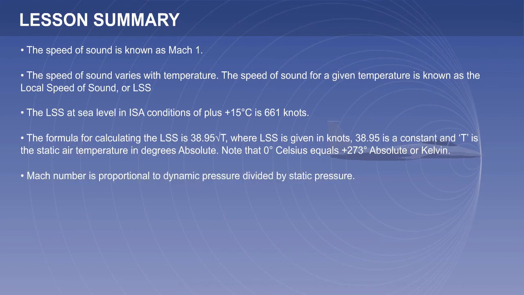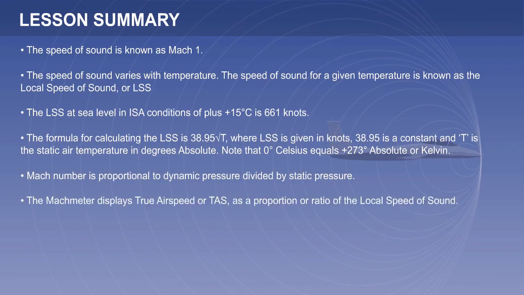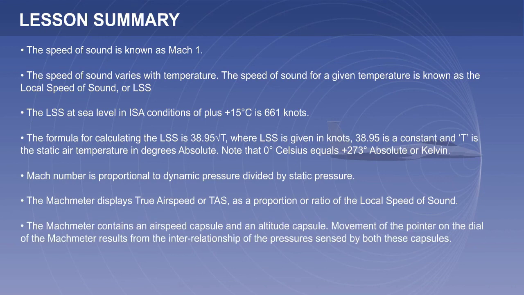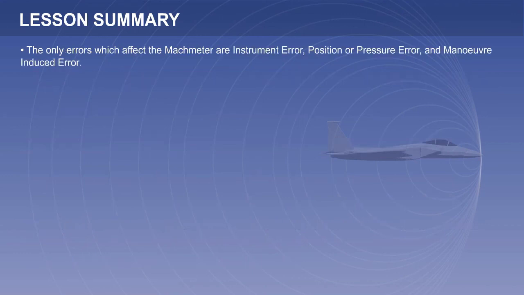Mach number is proportional to dynamic pressure divided by static pressure. The Machmeter displays true airspeed, or TAS, as a proportion or ratio of the local speed of sound. The Machmeter contains an airspeed capsule and an altitude capsule. Movement of the pointer on the dial of the Machmeter results from the interrelationship of the pressures sensed by both of these capsules. The ratio arm moves the ranging arm, which moves the pointer. The only errors which affect the Machmeter are instrument error, position or pressure error, and maneuver-induced error.